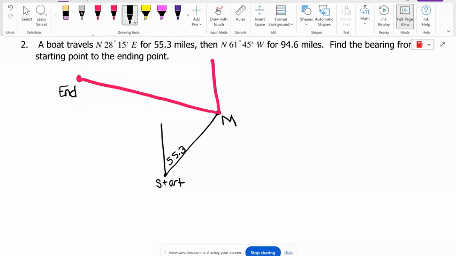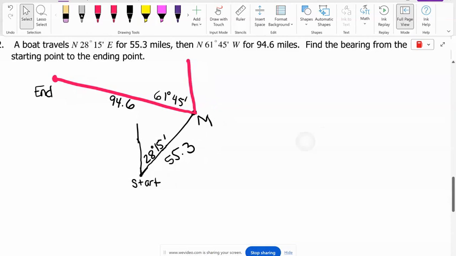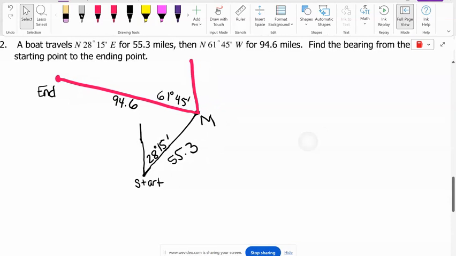Oh, I forgot to put my angle in there. I just put the distance. So this distance was 55.3. My angle was 28 degrees, 15 minutes. This was 61 degrees, 45 minutes. And the distance we moved here was 94.6 miles. All right, find the bearing from the starting point to the end point.